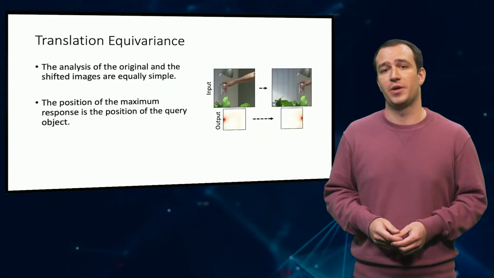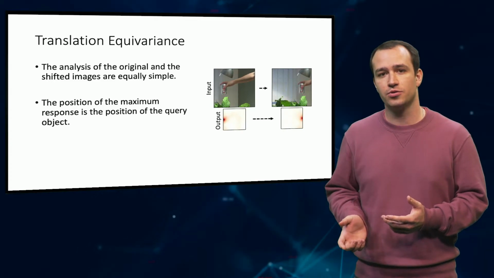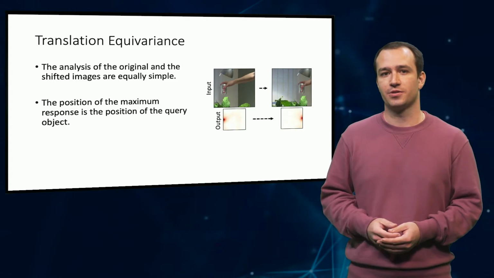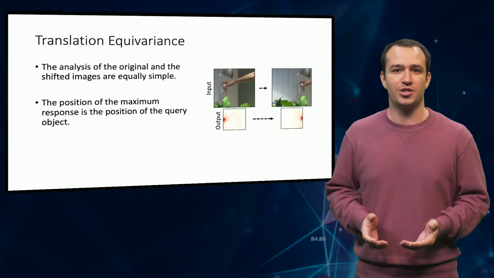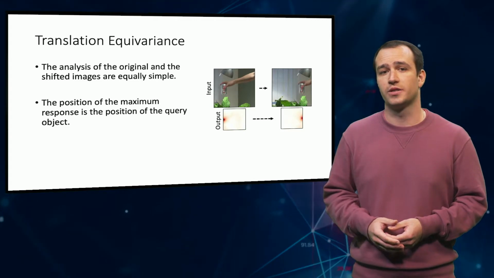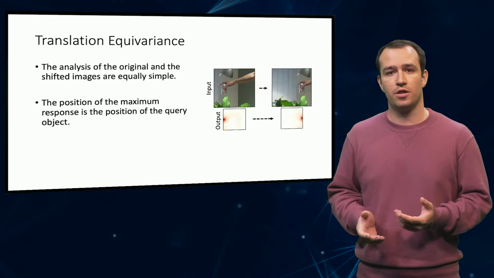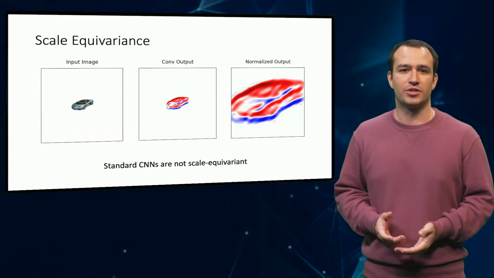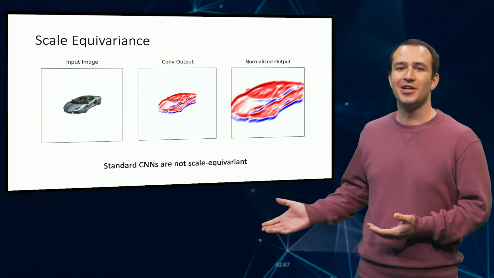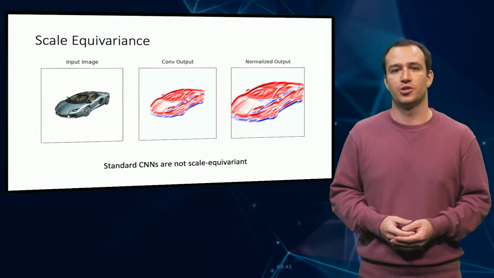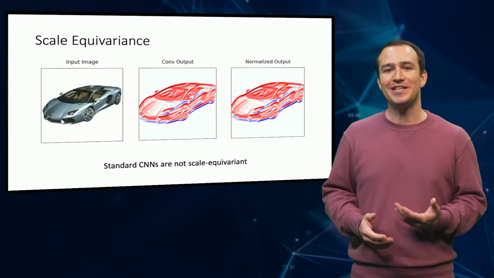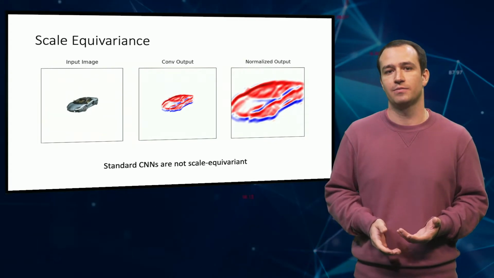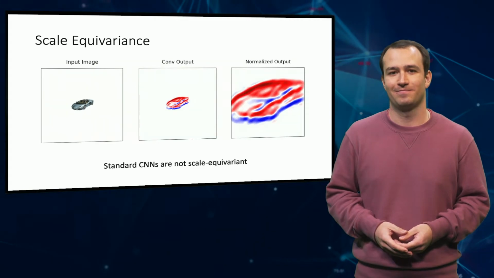Translations are very usual transformations of objects in images and videos, but they are not the only ones. Here, we focus on scale variations. Scale changes are very common as they are natural consequences of varying distances between the objects and the camera. Standard convolution is not scale equivariant. As we can see here, both the global and the local structures of the output degrade when the image is downscaled. It would be great to somehow extend standard convolution and to make it scale equivariant as well.